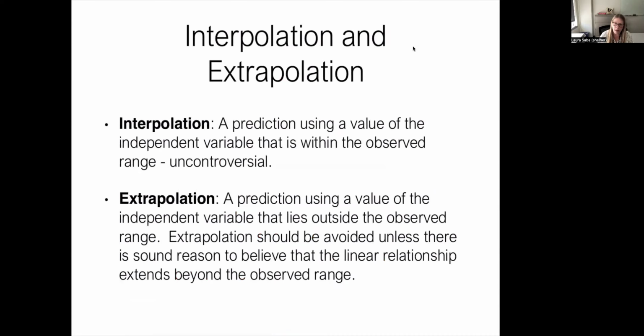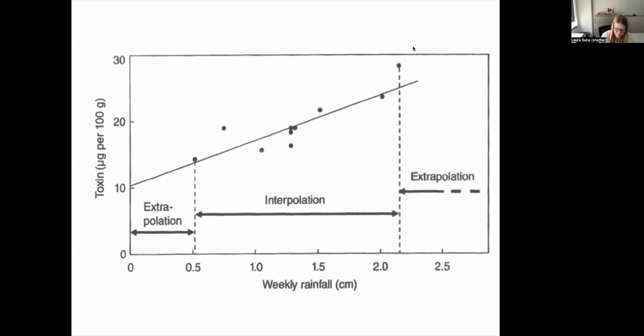There's two types of prediction. We call it either interpolation or extrapolation. Interpolation means that we're predicting using a value of that independent variable, or predictor variable, that was observed within the observed range. So it's something we measured, right? Where extrapolation means that we've gone out of the range of our predictor variable that we saw to build the model. If we look at this graphically, interpolation is this middle part.